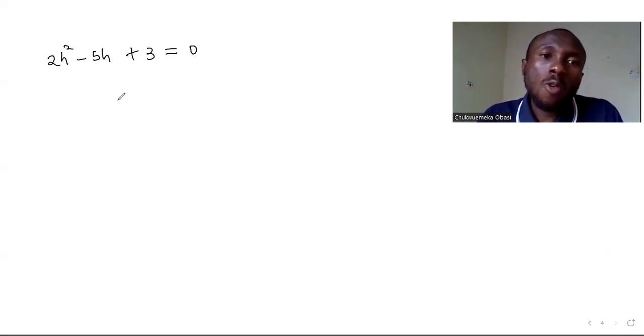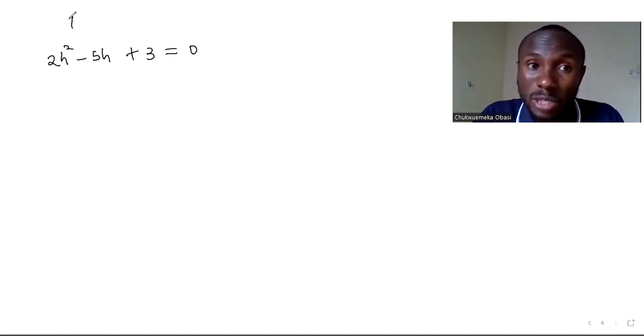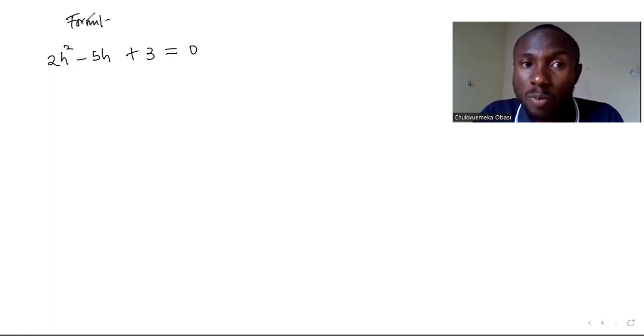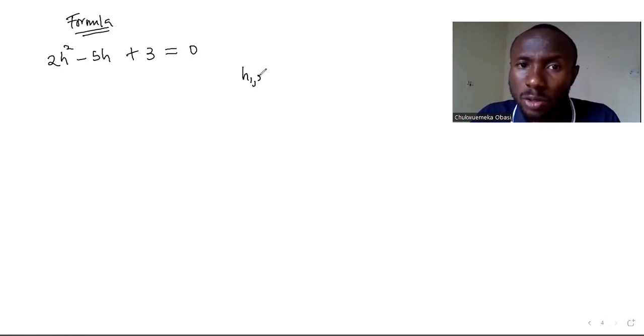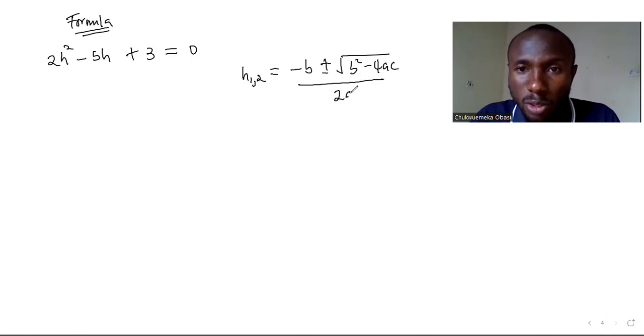Question 2, I have 2h² minus 5h plus 3 is equal to 0. Now we want to solve this problem using the formula method. So take note, every question we're going to solve in this class will be using the formula method. So you want to write the formula now. It depends on h, so I'm going to write h1,2 is equal to minus b plus or minus square root of b squared minus 4ac all over 2a.